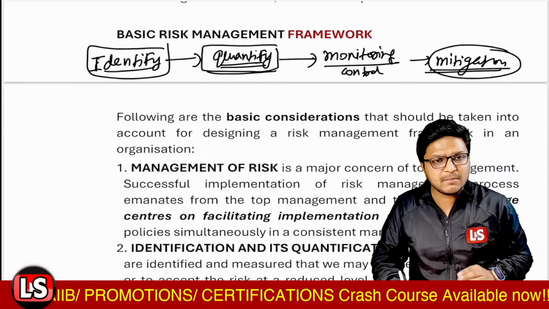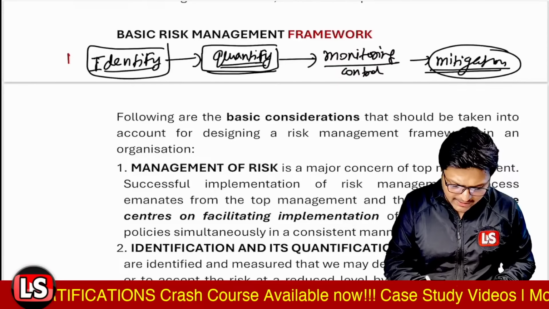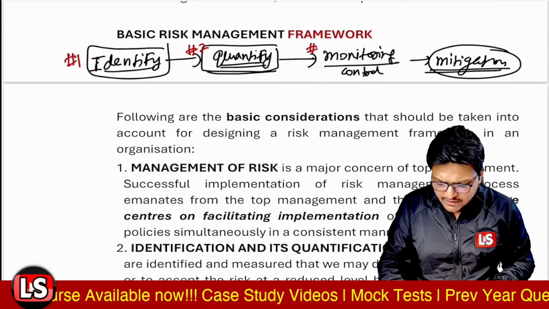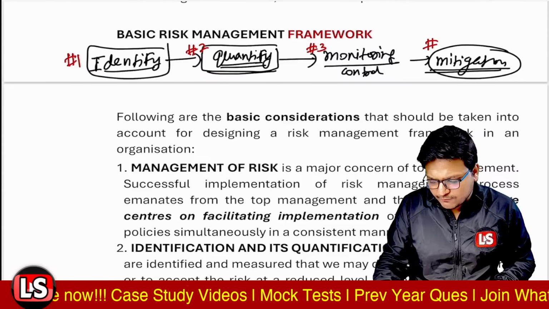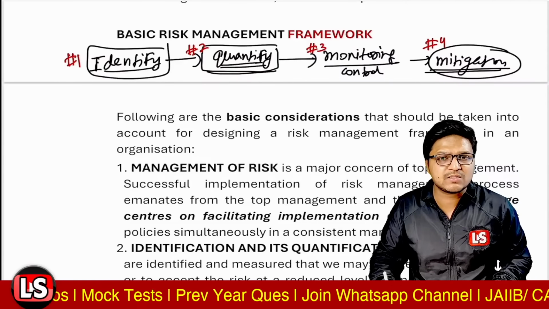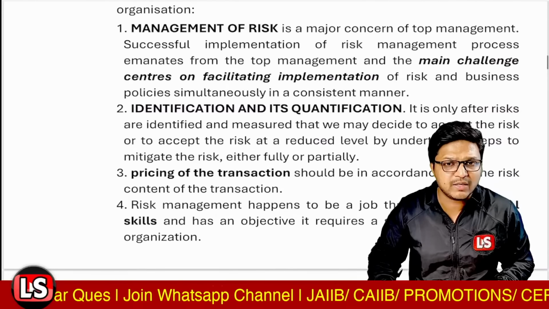So that is the main process that we need to follow. The first process is related to the identification. The second one is related to the quantification. The third one is related to the monitoring and control. And the fourth one is related to the mitigation of the risks. That's the main funda, and that's a basic risk management framework, right?